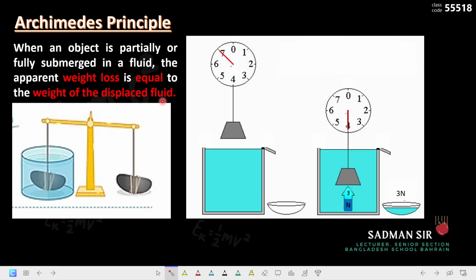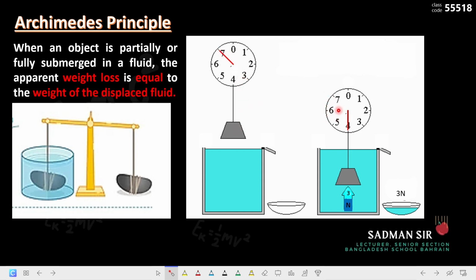If you notice this figure, you will see that this is an object hanging from a weight machine. This gives us the value directly in Newtons, let us say. And there is a bucket full of water, and there is a pot kept beside it. So if any water drips from here, then we can collect the water in this pot. Before we submerge the object in the liquid, you can see that the reading shows 7, meaning the weight of this object is 7 Newton.